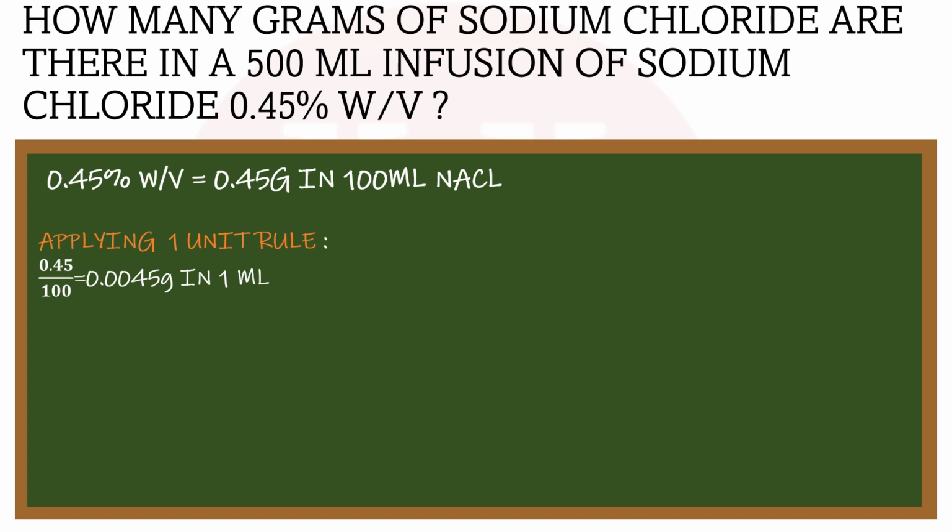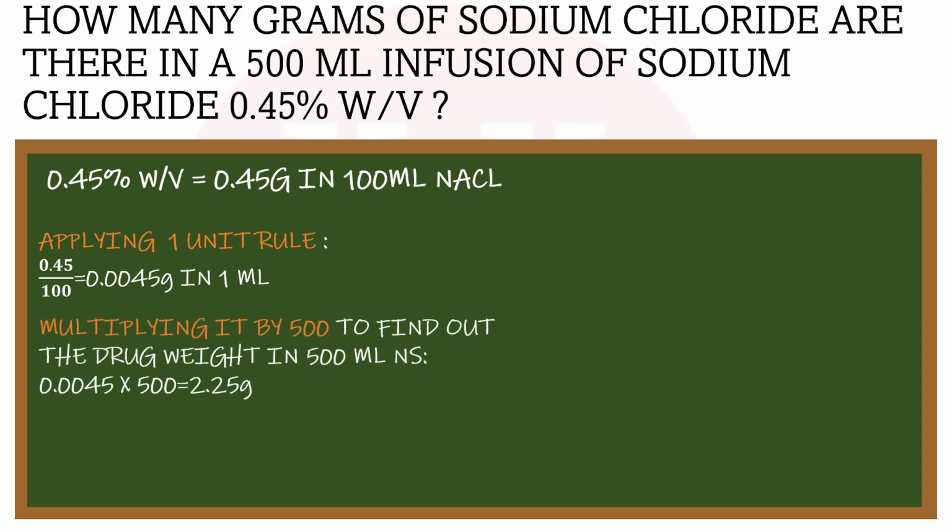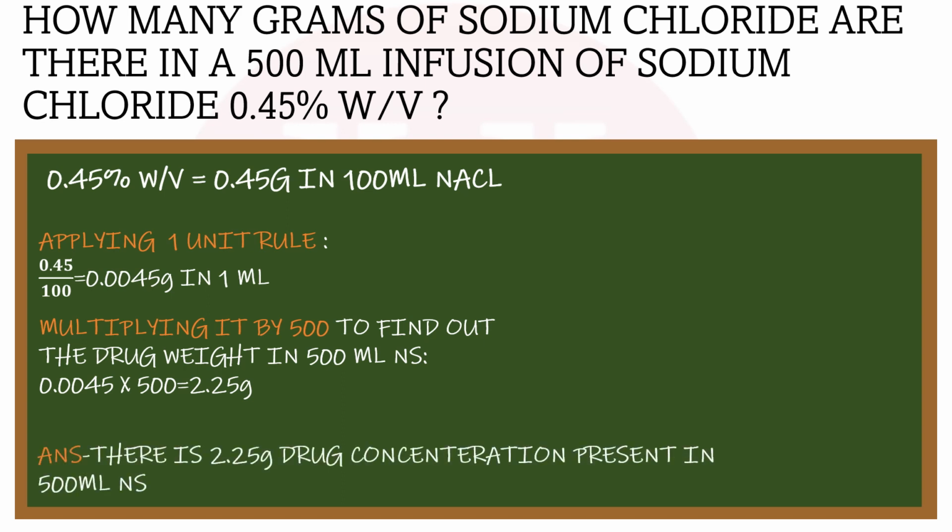So as in the question it is asked to find out in 500 ml solution, so we will be multiplying it by 500, that is 0.0045 into 500 is equal to 2.25 grams. So the final answer here is that we have 2.25 grams of sodium chloride present in 500 ml infusion of the NS.